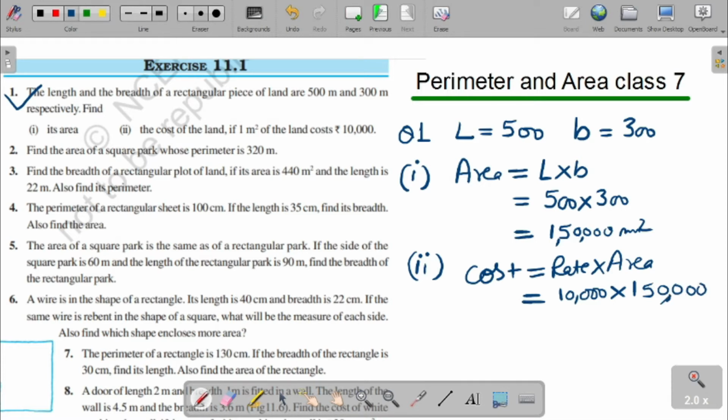150,000. So if you multiply them you will get lakh, crore, 10 crore, so 150 crore. Okay, this is about question number 1. Now let us move to question number 2.